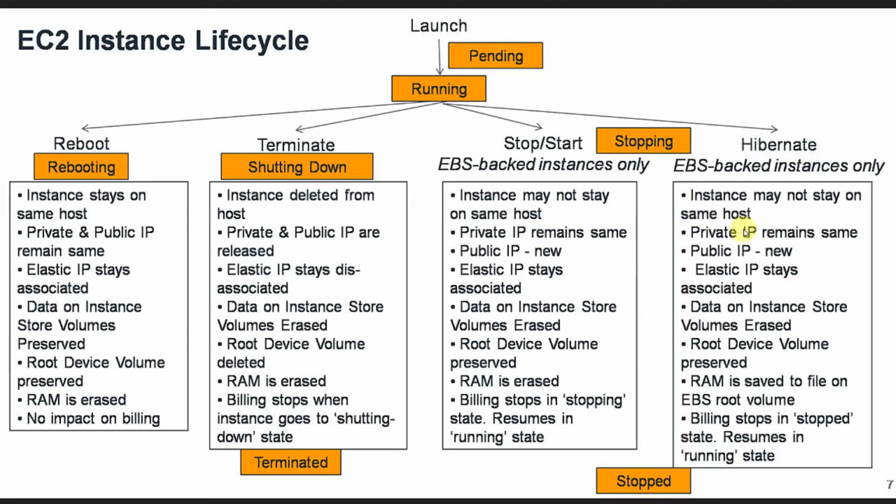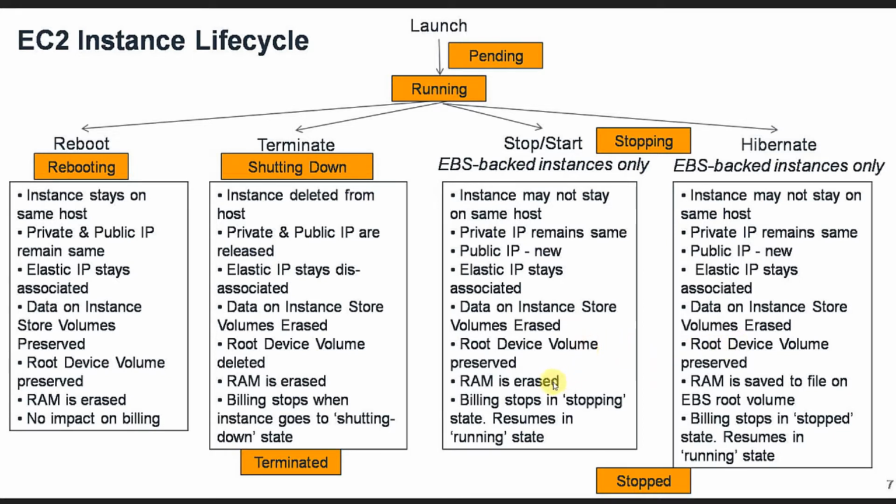When you start after stopping and hibernating, the instance may move to a different host. The private IP remains the same in both cases. There is a new public IP assigned to the instance by AWS. The elastic IP that was associated stays associated. The data on instance store volumes, this is other than the root volume, any instance store volume that is attached, the data is erased. The root device volume, which is necessarily an EBS-based root device volume, that's preserved.